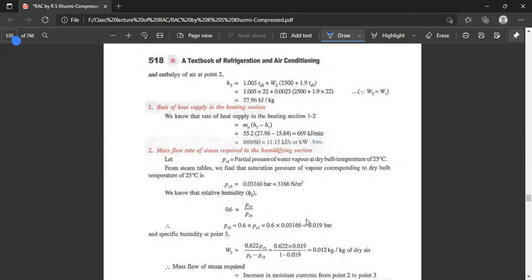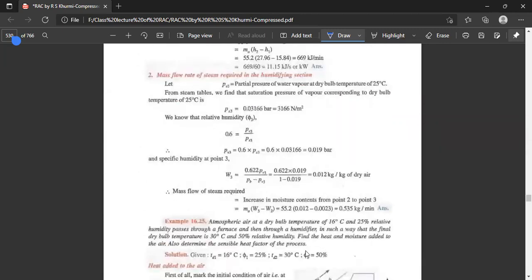So the specific humidity at point 3 is W3 equals 0.0622 PV3 divided by PV minus PV3. So 0.0622 multiplied by 0.019 divided by 1 minus 0.019, which is 0.012 kg per kg of dry air. So the mass of steam injected is given by the increase in moisture content: mass of air multiplied by W3 minus W2, 0.012 minus 0.023, gives 0.523 kg per minute.